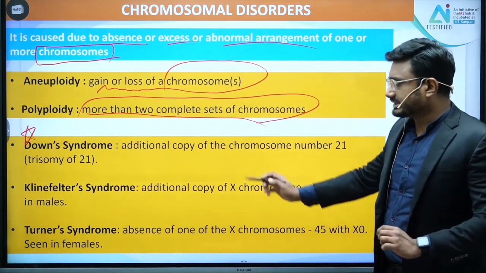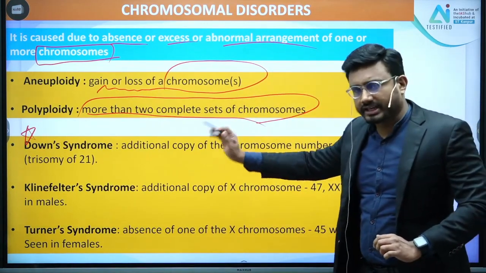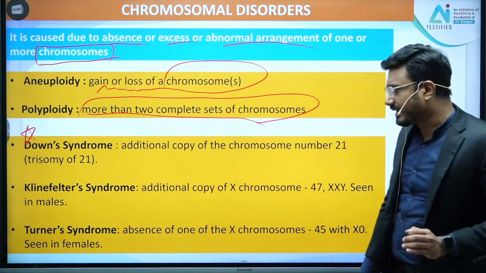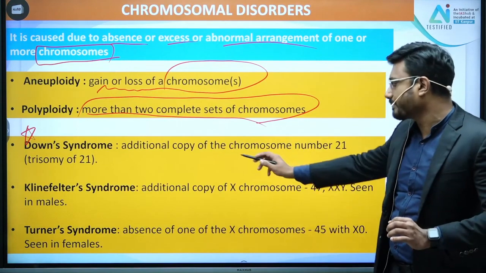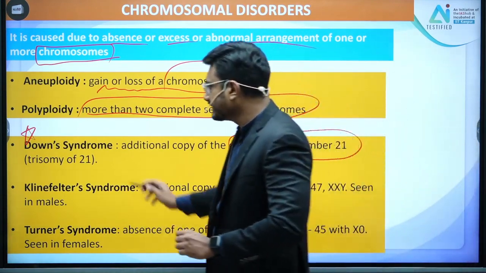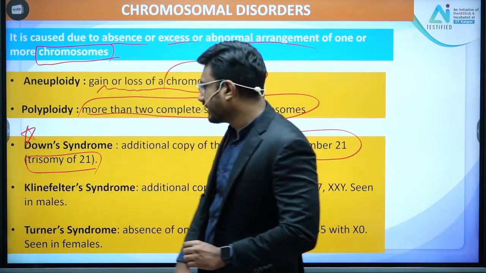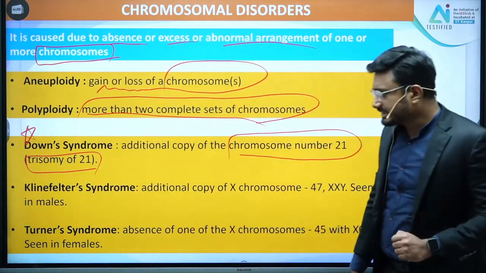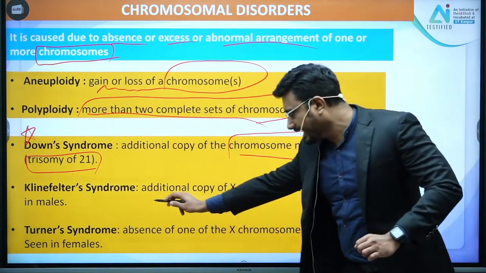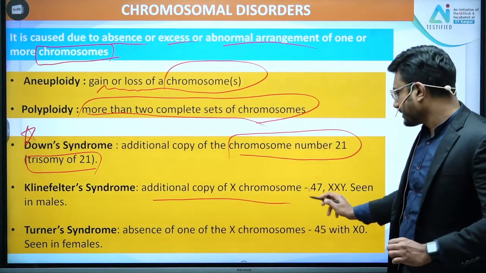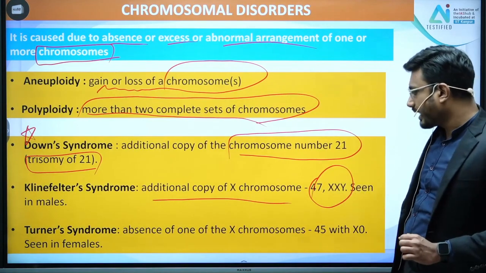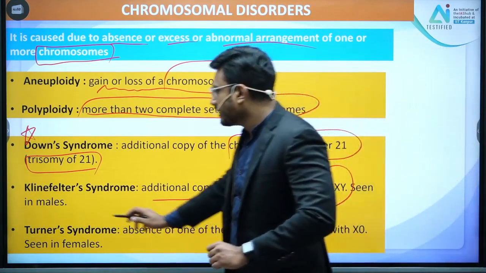That is the diseases. So study it in a very proper manner. In Down syndrome, there is an additional copy of chromosome number 21, which is why it is known as trisomy 21. In Klinefelter syndrome, there is an additional copy of the X chromosome. That is the karyotype of this disease. It is 47 XXY, and it is seen in males.